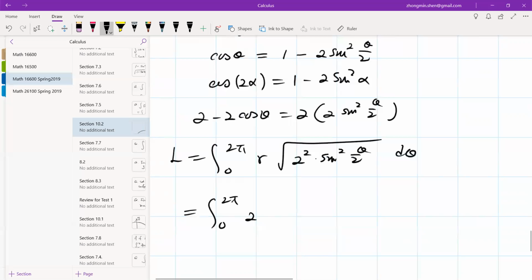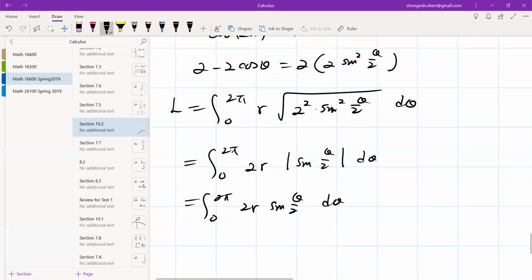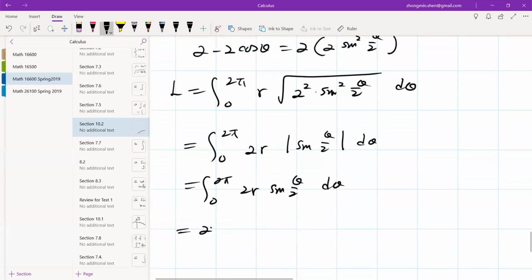First of all, you write down 2R times the absolute value of sine half of theta before you get rid of the absolute value. But since theta is between 0 and 2 pi, half of theta is between 0 and pi. The sine of an angle between 0 and pi is positive, so you can safely remove the absolute value. Then you find the antiderivative of this function. This will be 2R, and the cosine of half of theta, which should be negative, and divide by 1/2, that's multiplied by 2. When you differentiate, you get sine half theta.